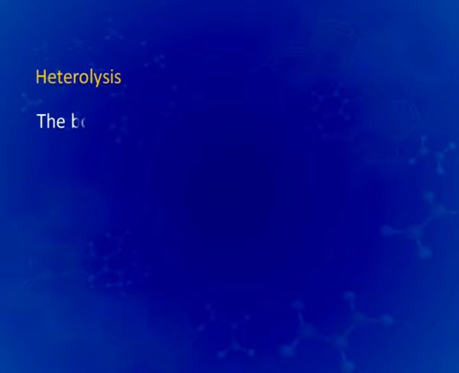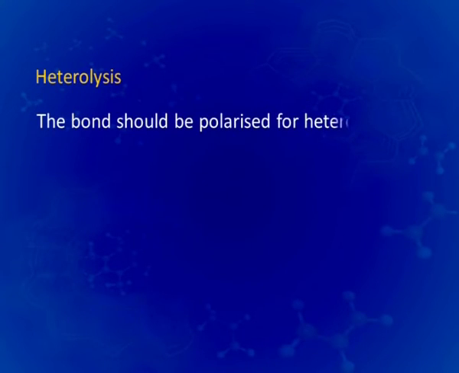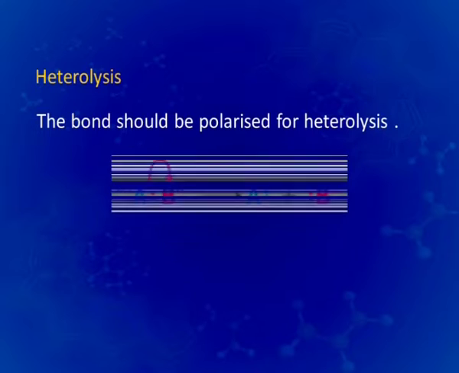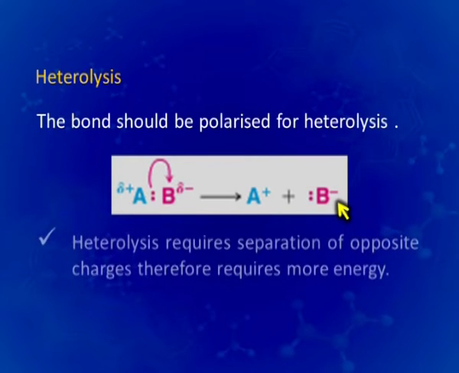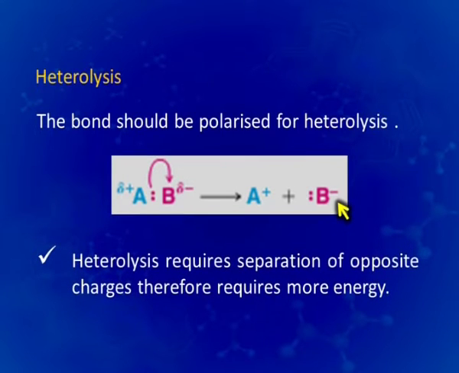For heterolysis to take place, the bond should be polarized. What does that mean? It means that the two atoms which constitute this particular bond should have some difference in electronegativity, because then only one of the atoms will attract the shared pair of electrons, whereas the other one will let this pair go to the other atom and form the ions. And heterolysis requires separation of opposite charges, therefore it requires more energy.